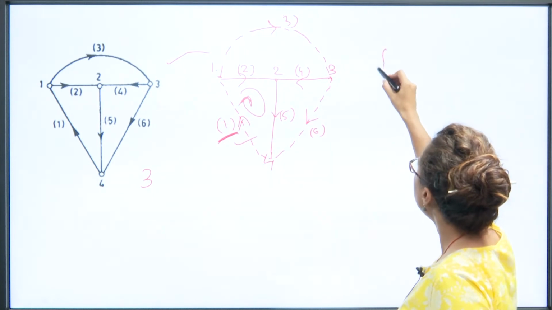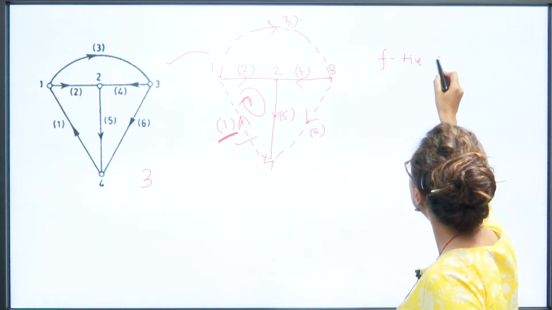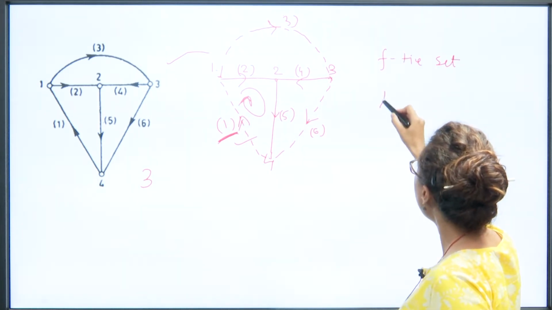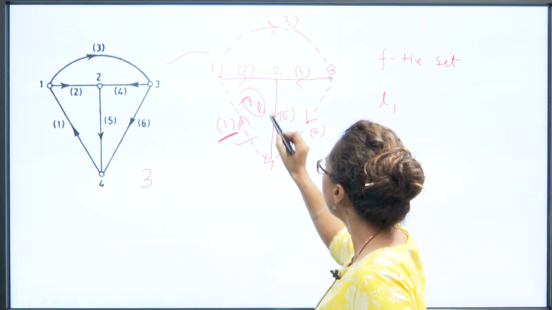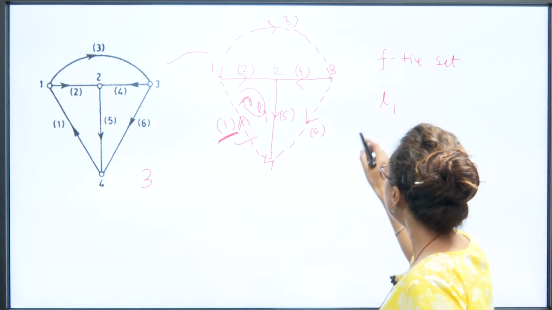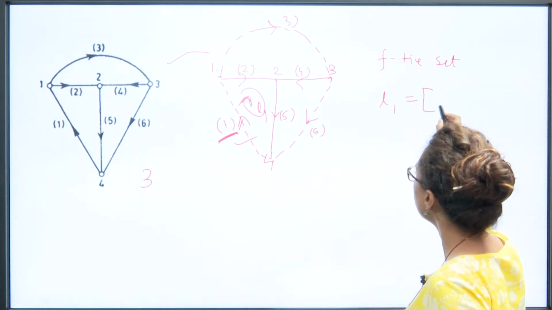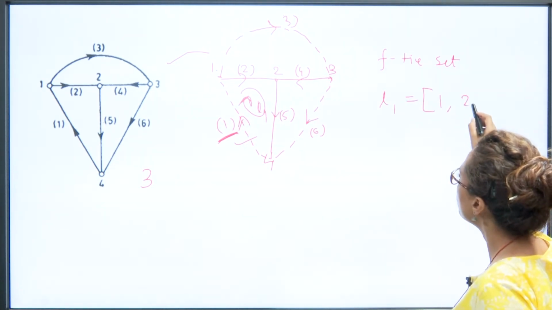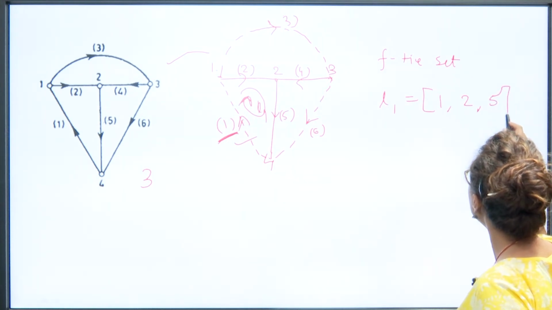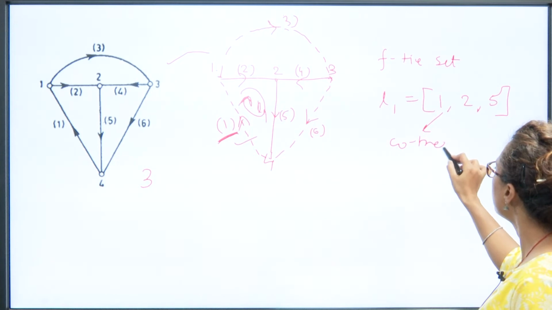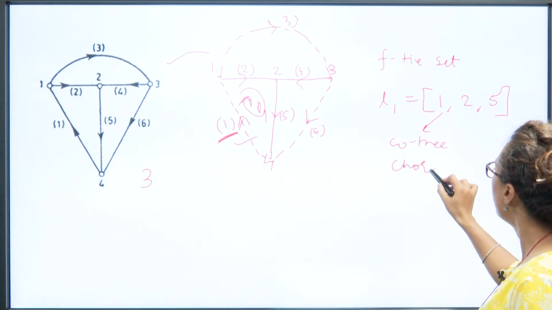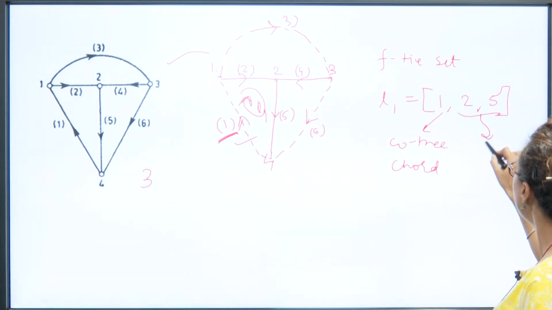So the fundamental tie set is L1, that is the loop number 1. It is basically the branches 1, 2 and 5, right? 1 is the chord, and 2 and 5 are the twigs, right?